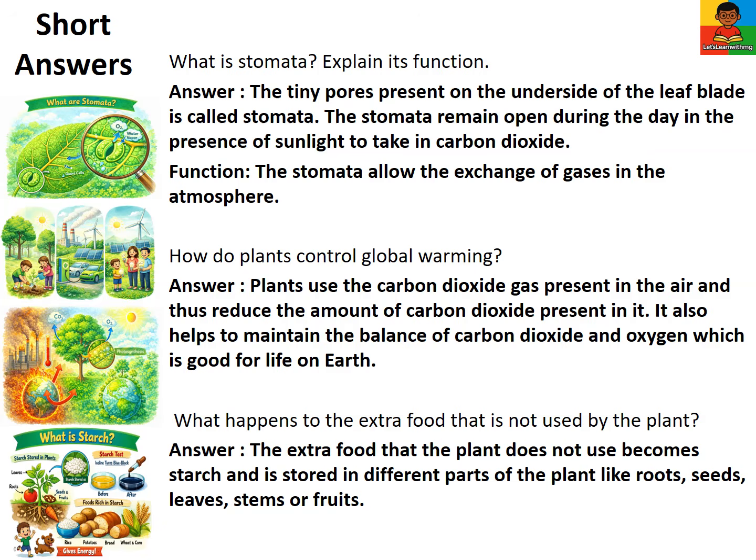How do plants control global warming? Answer: plants use the carbon dioxide gas present in the air and thus reduce the amount of carbon dioxide present in it. It also helps to maintain the balance of carbon dioxide and oxygen, which is good for life on Earth. What happens to the extra food that is not used by the plant? Answer: the extra food that the plant does not use becomes starch and is stored in different parts of the plant like roots, seeds, leaves, stems, or fruits.